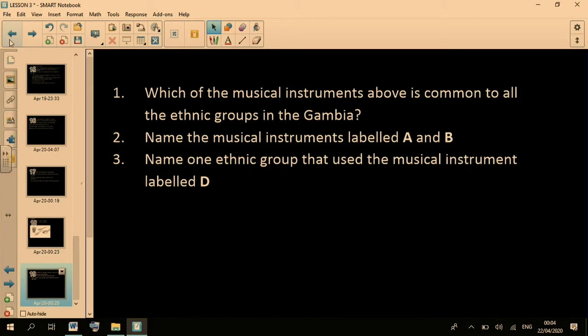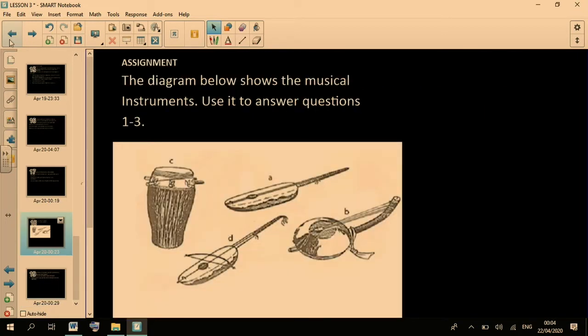Here are the questions. Which of the musical instruments above is common to all ethnic groups? Look at the diagram carefully or properly. Now in this question, the answer will be C, which is drum. Almost all ethnic groups use drums as their musical instrument, which is labeled letter C.